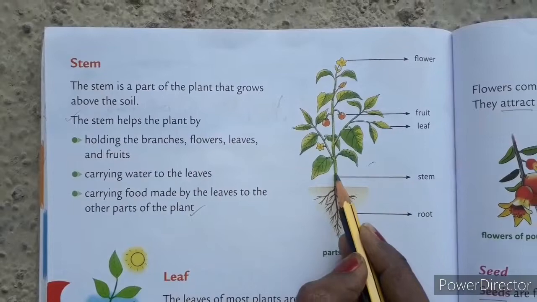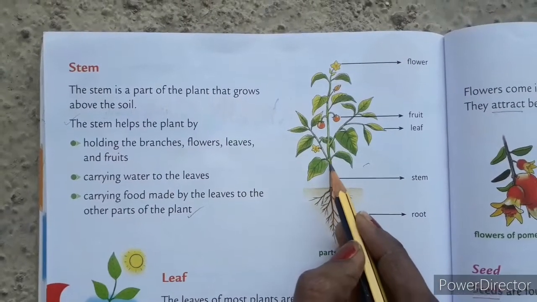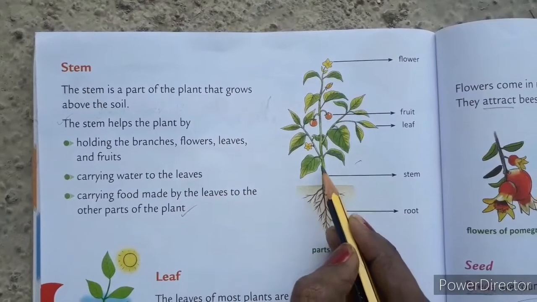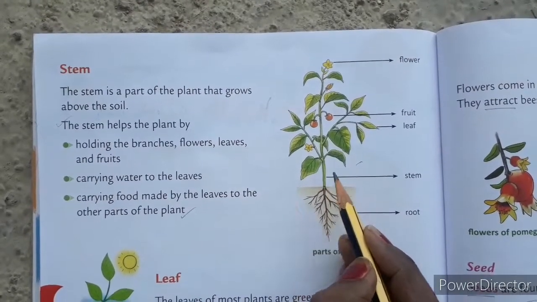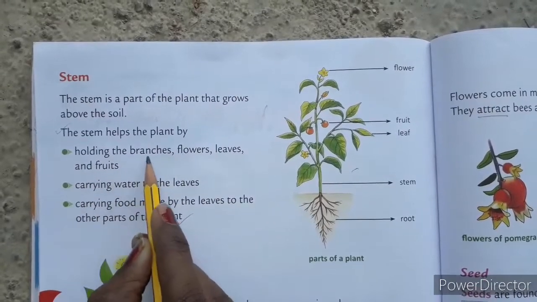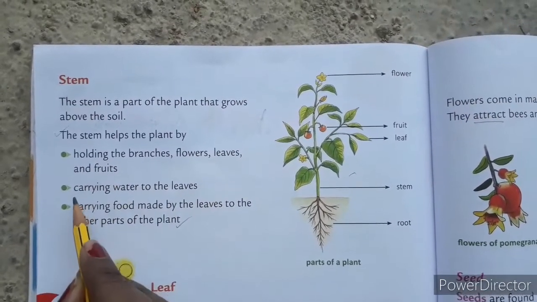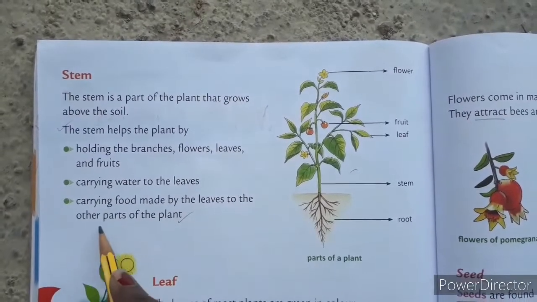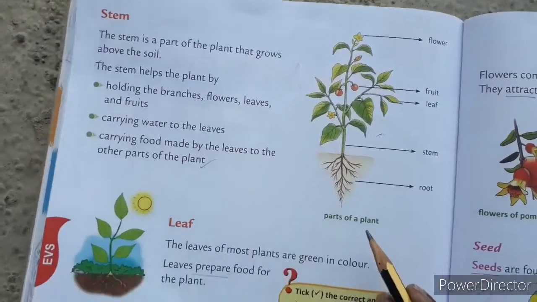See children, this is stem. Stem is green in color. Mostly all the plants have stem in green color. These are the uses of stem: holding the branches, flowers, leaves and fruits, carrying water to the leaves, carrying food made by the leaves to the other parts of the plant.